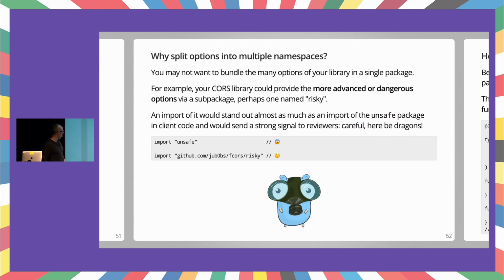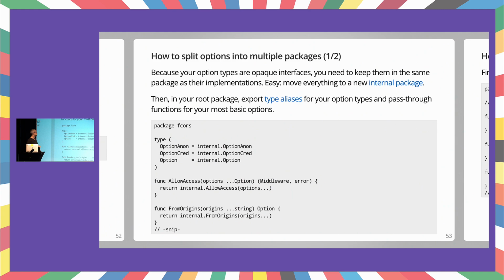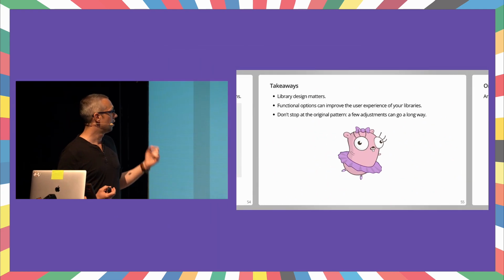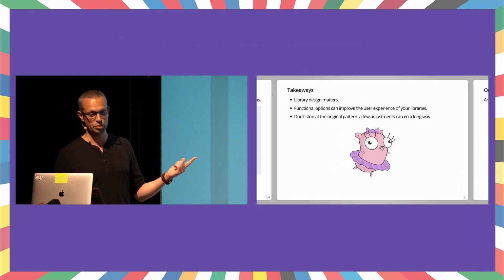And going back a bit, I like this name, risky, because it doesn't stand out as much as an import of the unsafe package, but it sends a pretty strong signal to reviewers of client code. Something fishy is going on there. Maybe you need some extra time to review what's going on. Okay, so that's it. Takeaways. Library design matters. Functional options is a powerful design pattern that can make your libraries better. And further riff on the pattern if you have to.